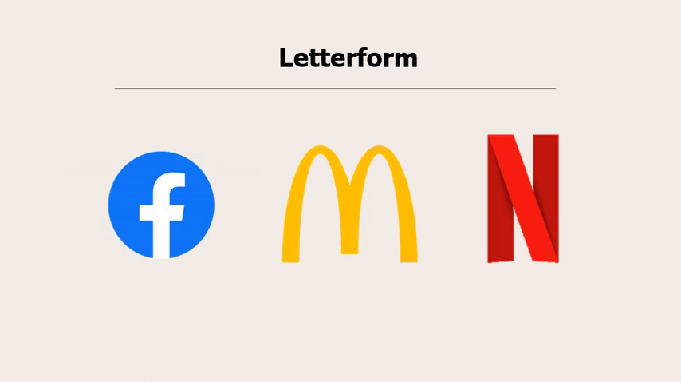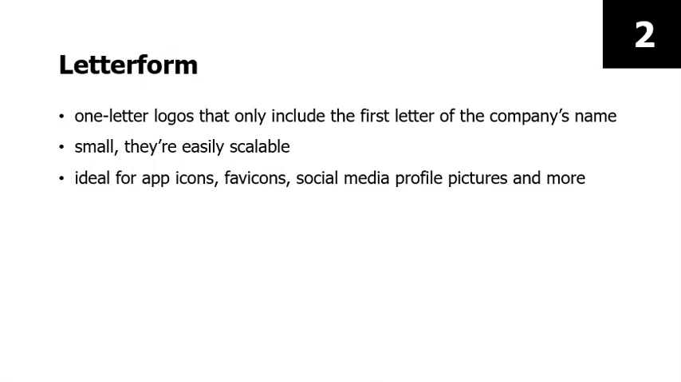Here are very popular examples. The F is for Facebook, the white F on a blue background, and then the letter M, of course, is for McDonald's, and the N is for Netflix. So you would already know a letter form is a logo that will contain the first letter of the company, the brand, or the campaign name.